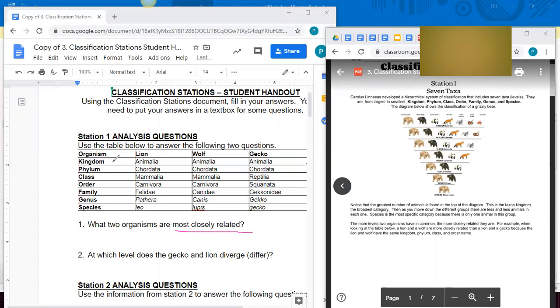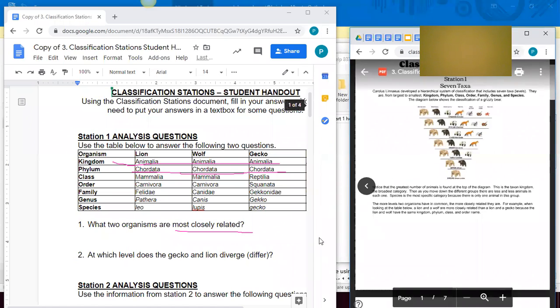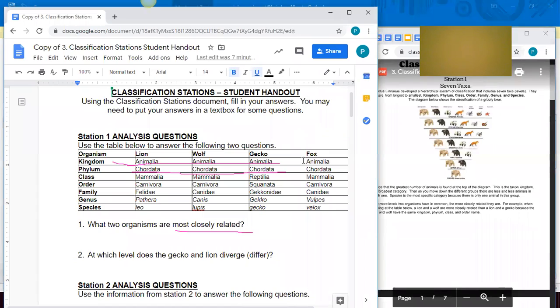On this, you just start at kingdom, and we're comparing 3 species here. And so you can kind of just read across, okay, the lion, the wolf, and the gecko are all in the same kingdom. And then you go to phylum. Okay, they're all in the same phylum, which is chordata, which means they have a nerve cord. Oh, you know what? They're pretty sure there's another organism over here. Hold on. I don't think we're seeing everything we need to see. Oh, there he is, that sneaky little fox.